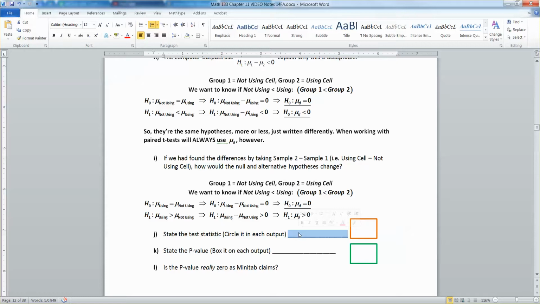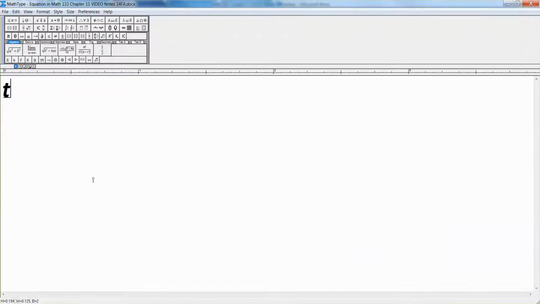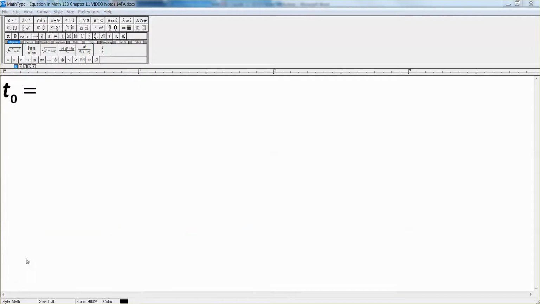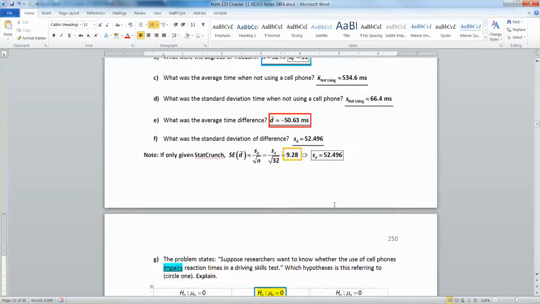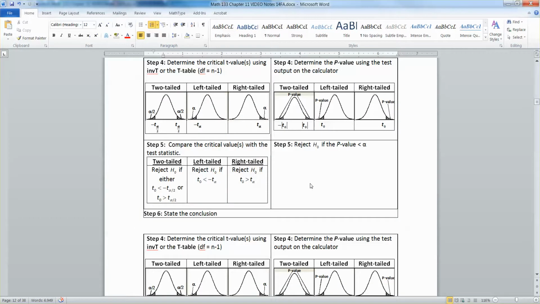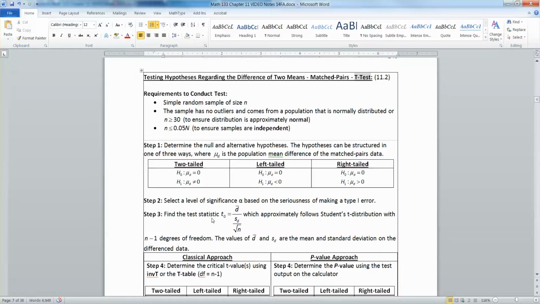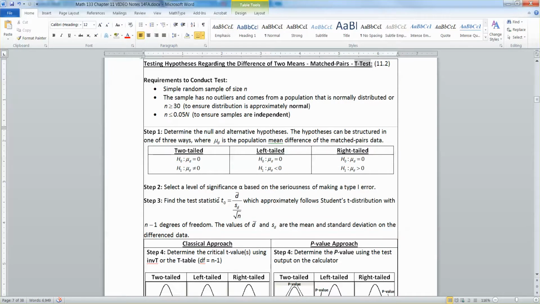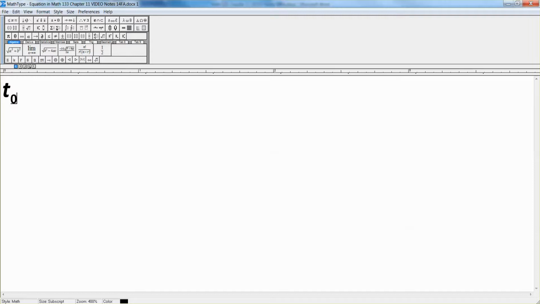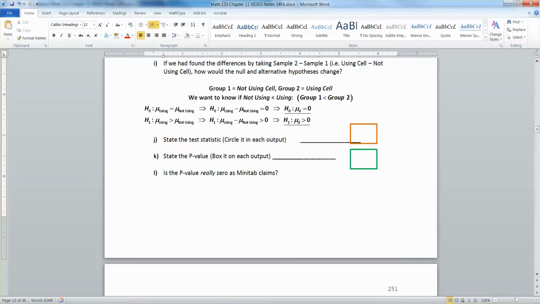All right, now the test statistic is real easy to find. It's T0, and of course I know it's T0 from the notes right up here in step 3 of your hypothesis testing. Yep, there it is. T0 is right here, which is your D bar over your SD over the square root of n. That's your test statistic. So that means that T0 is approximately equal to that value that we saw in there, which was negative 5.46.